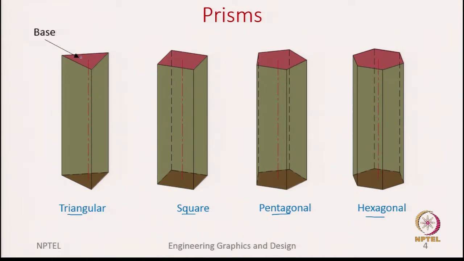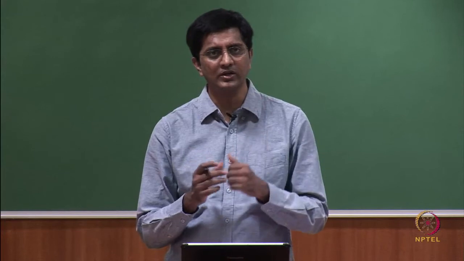So, what we see at the top and the bottom, both are called the base, and next is the axis. This is the axis running along the length of the prism. It passes through the center of the base on either side of the prism, and once you connect it, you have this imaginary line called the axis.